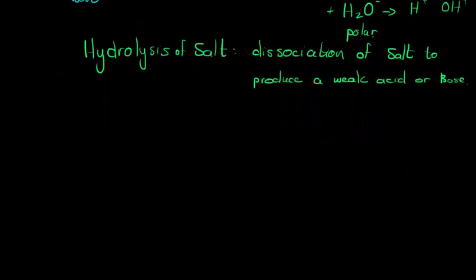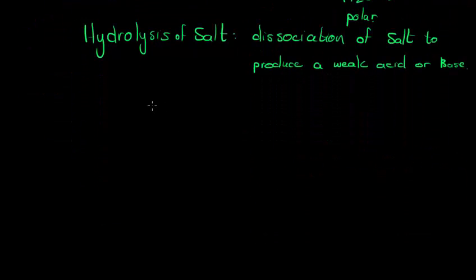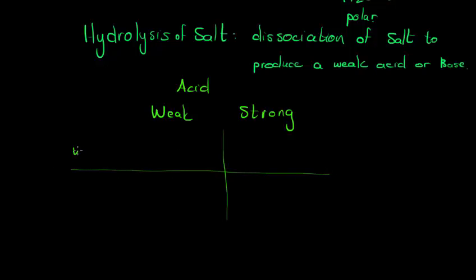Now, when will this happen? Well, we've got different options. We can have an acid, a weak acid or a strong acid, and a base, a weak base or a strong base. Remember, when a base and an acid react, it produces salt and water. But the salt that's produced dissociates in the water and can react with the ions in the water molecule itself.